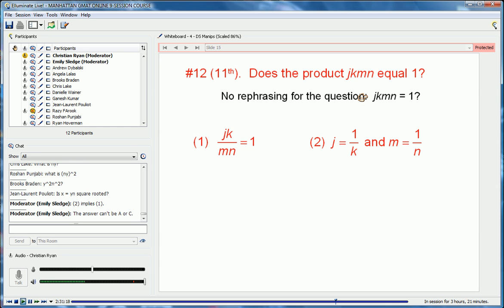Don't rephrase this one either. Do not rephrase to JKMN equals question mark. What is JKMN? Remember, don't change a yes-no question, such as this one, into a what-is question. Yes, Ravi?